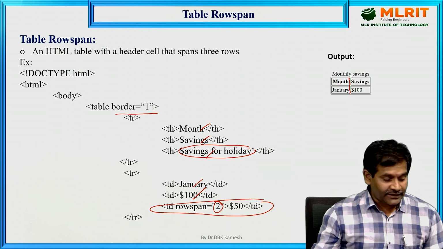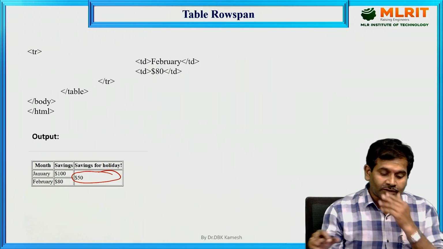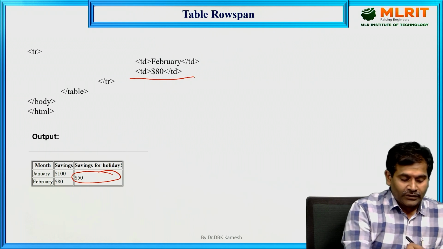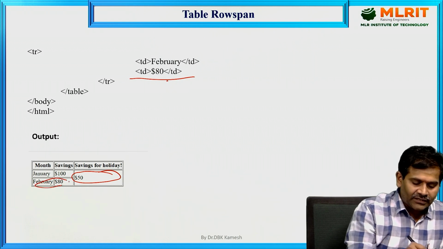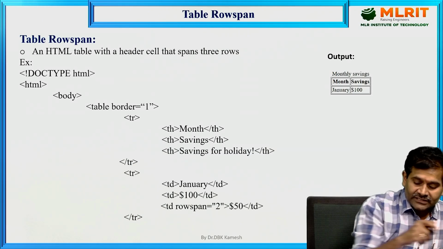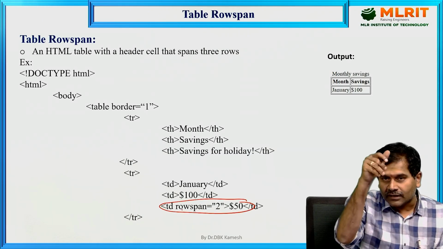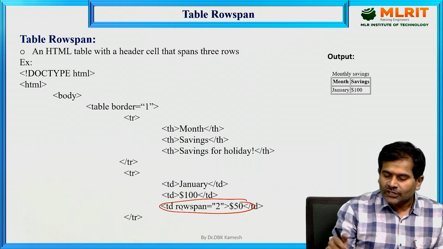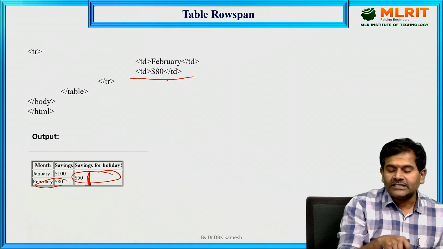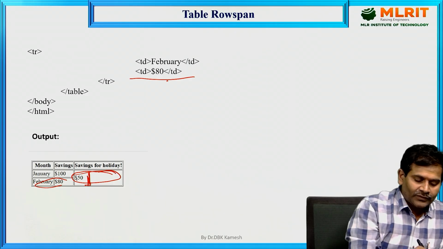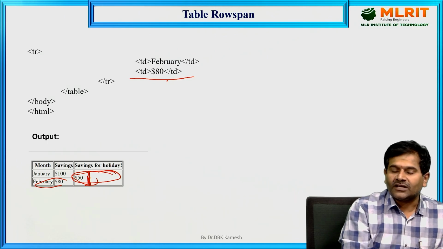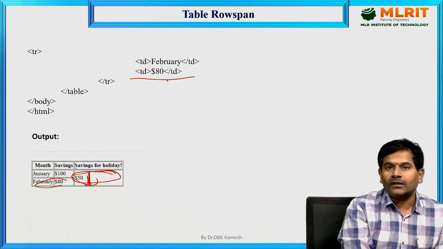Then the next one is February and 80. That is not mentioned in the third one, only February and 80 we have given, but these two are the row span from the previous one. So we have given two combined, meaning merging, right? Here the merging of 2 columns in these 2 rows is merging into this one. Right, this is called table row span.